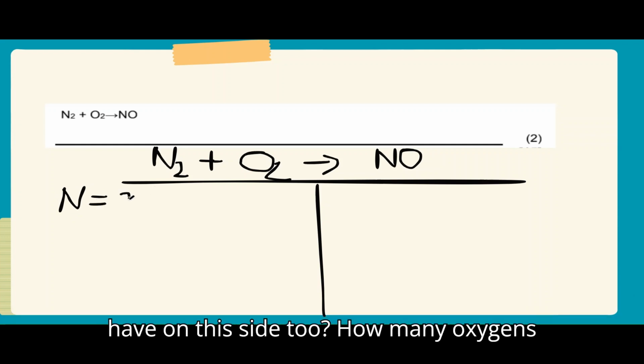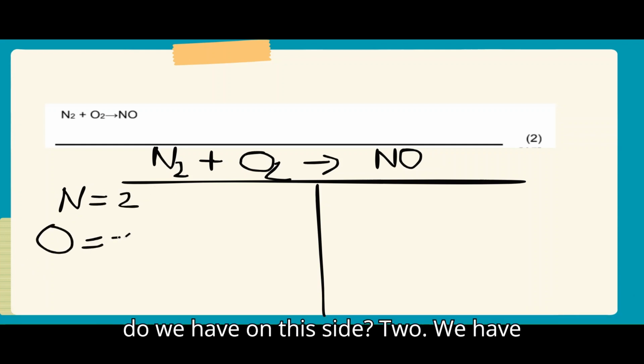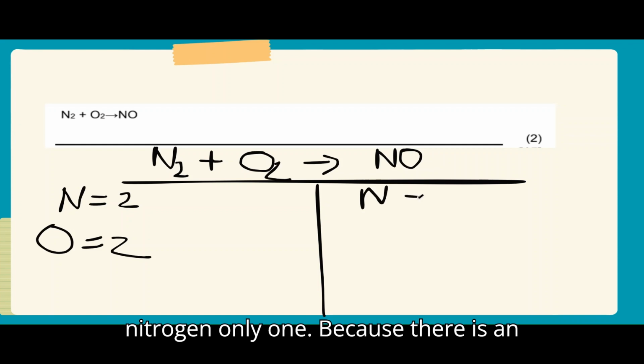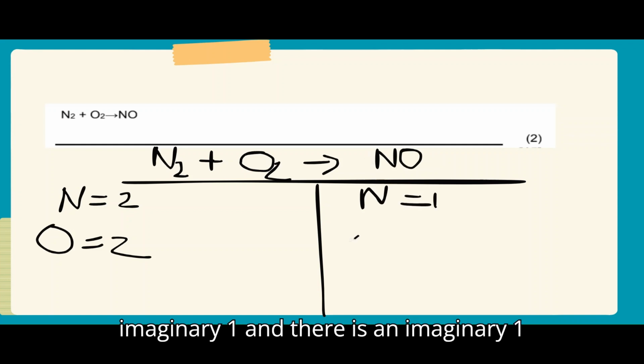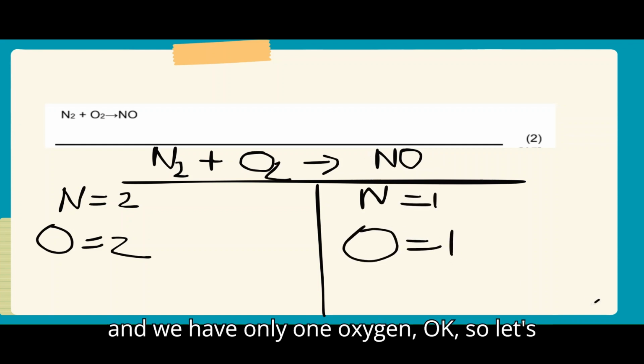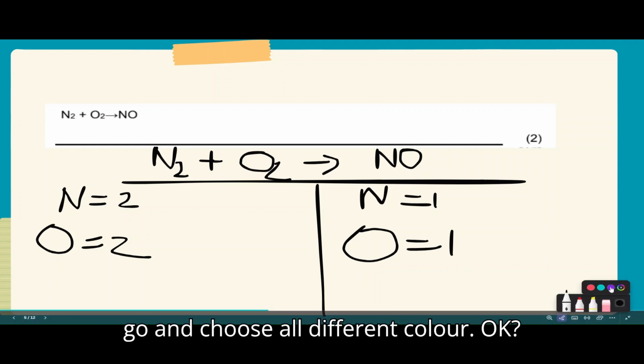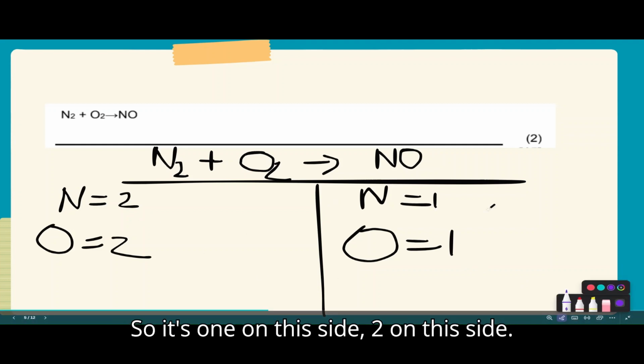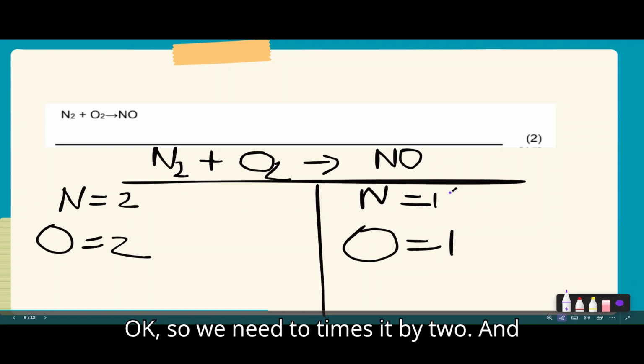So let's start our count. How many nitrogens do we have on this side? 2. How many oxygens do we have on this side? 2. We have nitrogen only 1 on the other side, and only 1 oxygen. Let's choose a different color. So it's 1 on this side, 2 on this side. So we need to times it by 2.